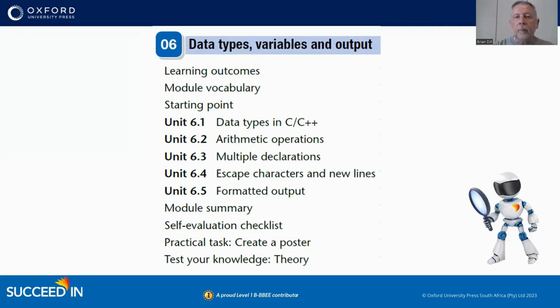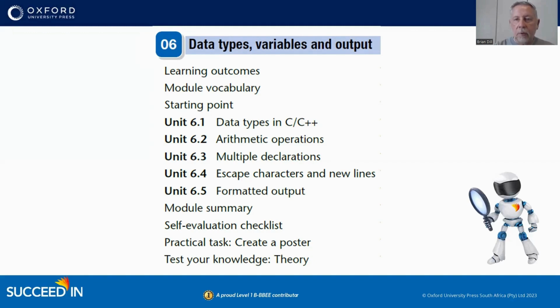Topic 6 goes further into C or C++ as a programming language and discusses the different data types as they are used in this language. It discusses those data types and what their limits are, the kind of data that can be stored in variables of each data type, the use of the different arithmetic operations, as is common in all programming languages, how you are able in C and C++ to declare more than one variable at a time, the role that escape characters and escape sequences play, and how to use that to create new lines.